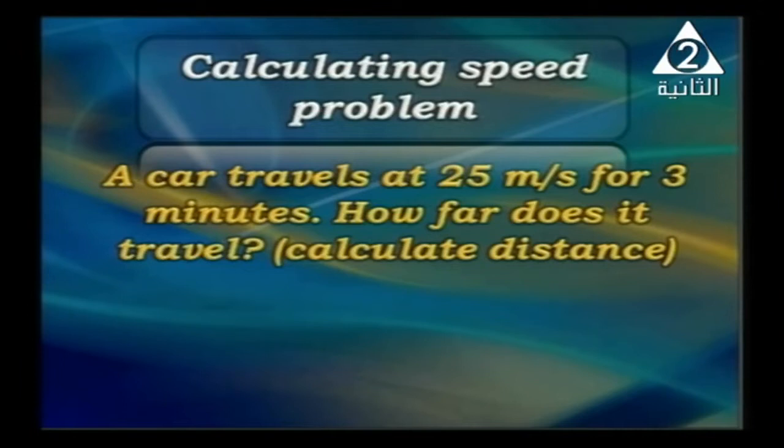A car travels at 25 meters per second for 3 minutes. How far does it travel? So calculate the distance. I need to calculate this distance. The car has the speed of 25 meters per second for 3 minutes. What's meant by this? Calculate the distance. So here we have calculating the distance.